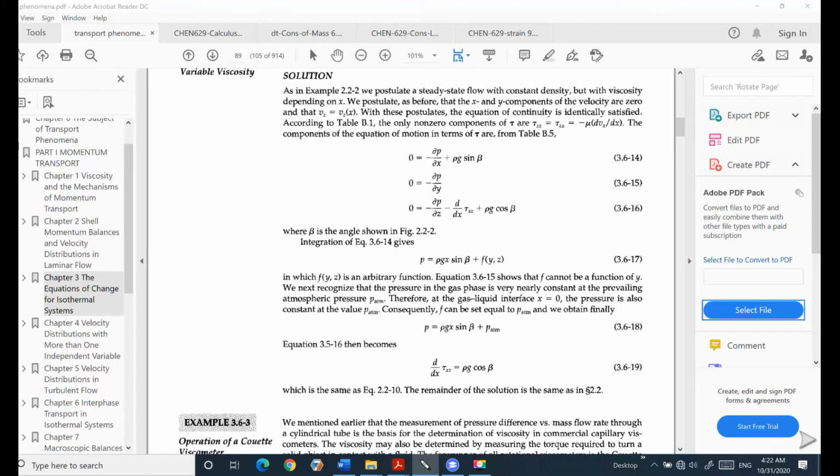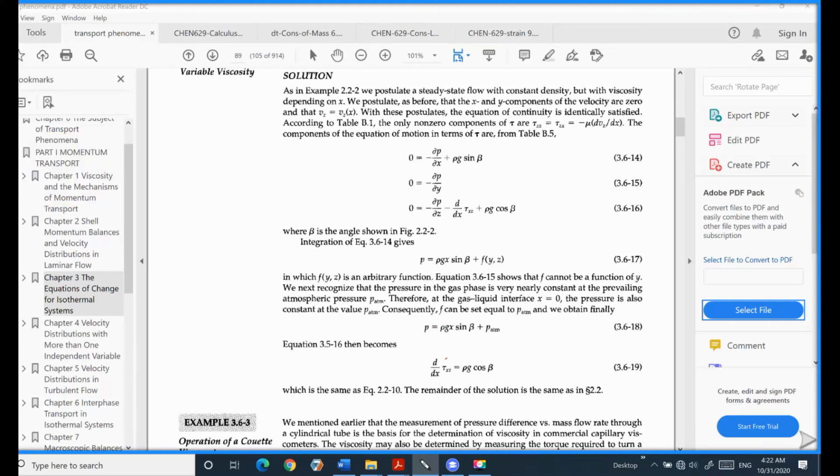Let's solve that one. Let's integrate that equation. For the integration, we have this equal to rho g cosine beta x plus some constant. So we have just one equation and one unknown constant, so we can set some boundary condition. We call this boundary condition 1, at x equal to 0.